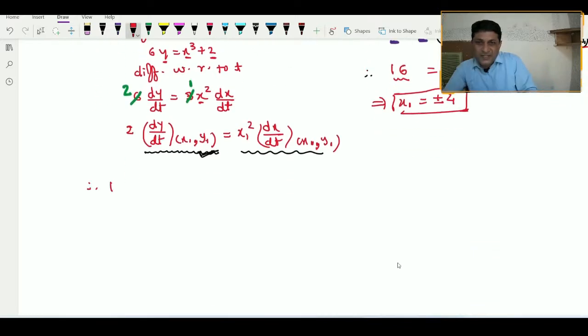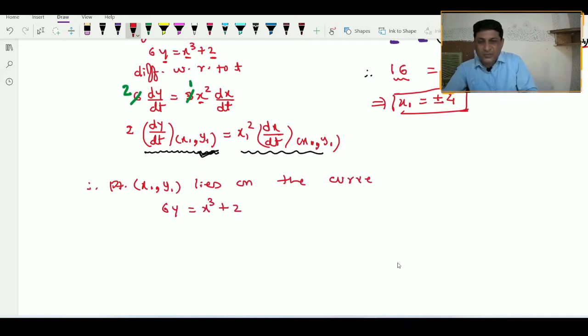So here we can say that the point whose coordinates are x1, y1 lies on the curve. What is the equation of the curve? 6y is equal to x cube plus 2. Now we are replacing y by the y coordinate, that is y1. On this side replace x by the x coordinate, that is x1, so plus 2. Now we are trying to find the value of the y coordinate. First, what is the first value of x1? x1 is equal to 4.